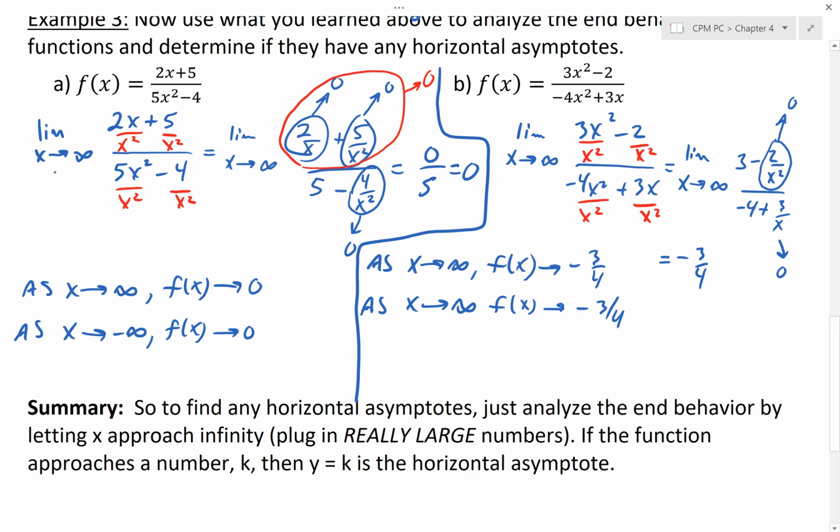Now take a look. If I had changed the infinity to negative infinity, would anything in this problem change? No? All the things that are approaching 0 are still going to approach 0 when x approaches negative infinity, and so we still end up with 0 over 5. And so the left and right end behavior for both of those is 0, so what does that mean?